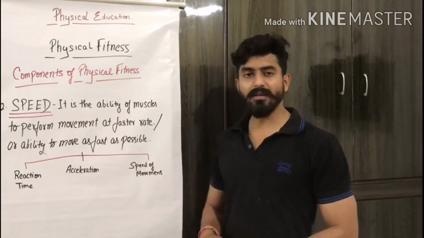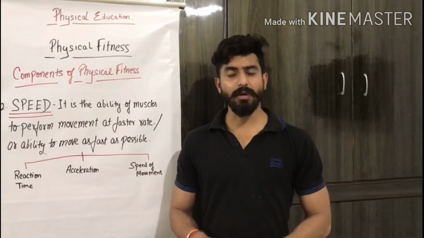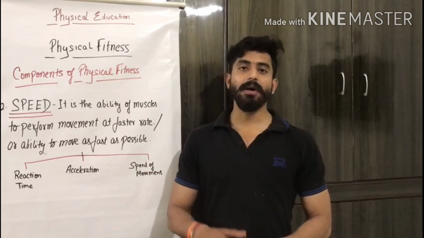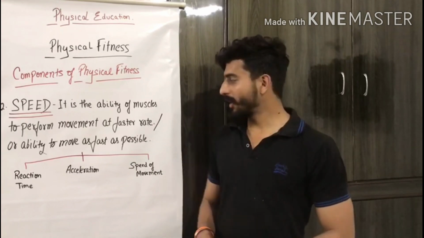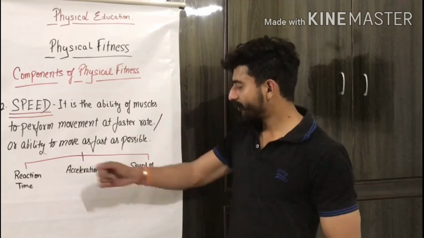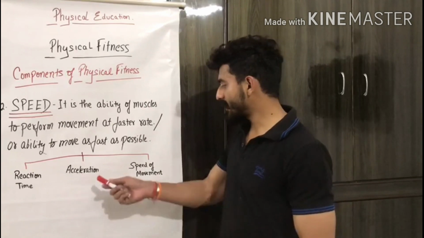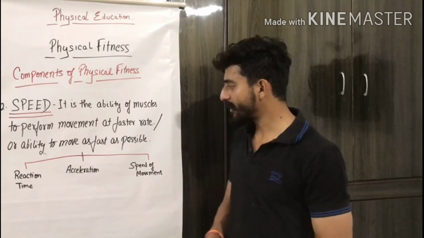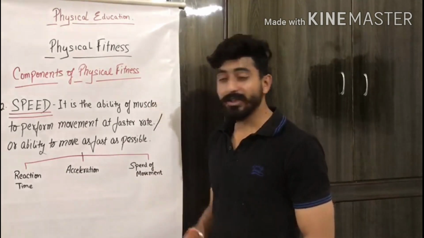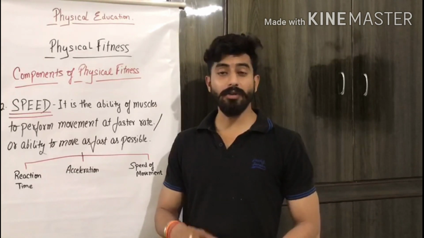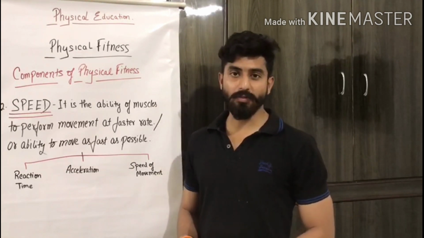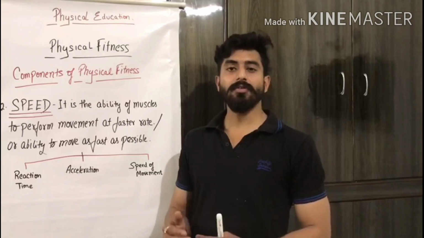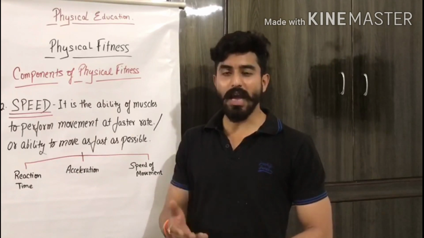Okay, so speed basically depends upon your heredity, but it can be improved by doing systematic workout. It is divided into three categories. First is reaction time, second is acceleration, third is speed of movement. Reaction time is the time taken by the body to respond immediately after the stimulus, or you can say the first reaction to bring the body into action.